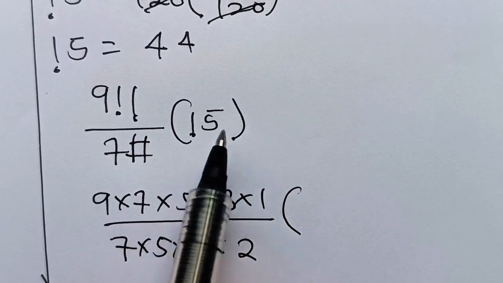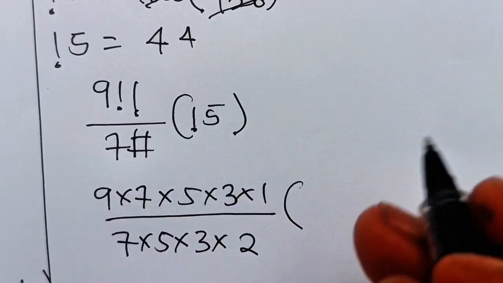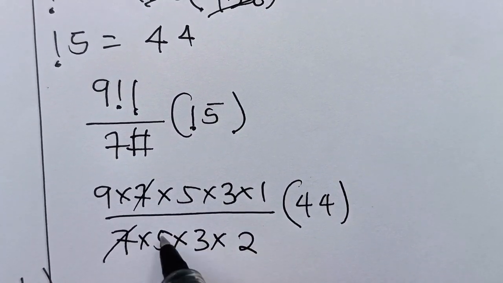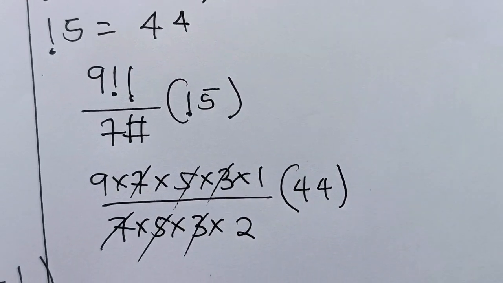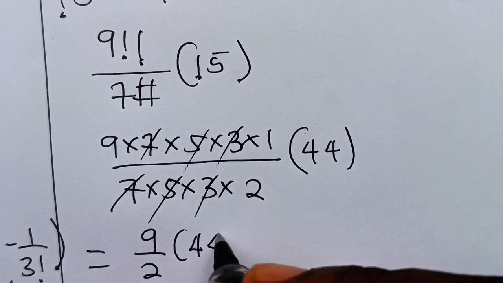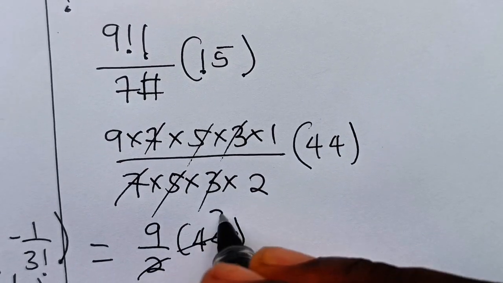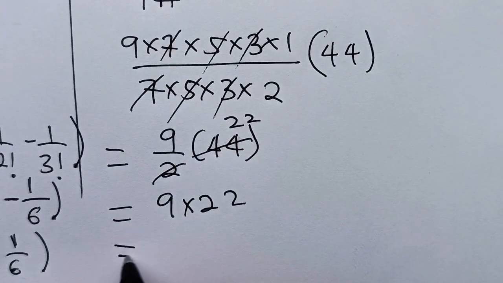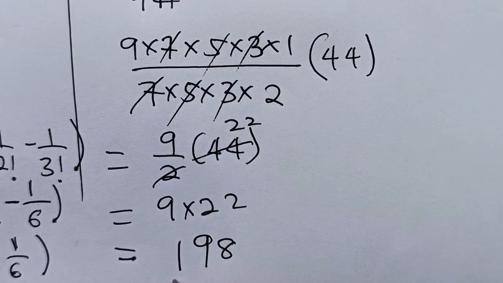Then 5 subfactorial gave us 44. Okay, 44. So this is equal to 7, we cancel 7, 5 we divide itself, 3 we divide itself. So what we have is 9 divided by 2 multiplied by 44. So this will give us 9 multiplied by 22. Okay, and this will give us 198.